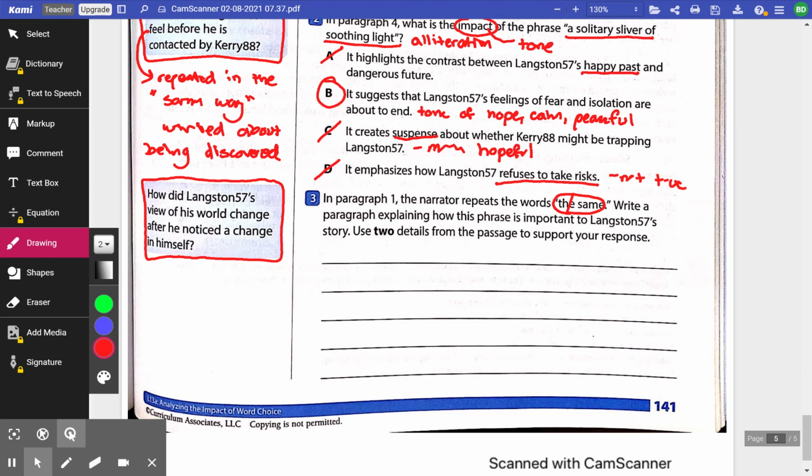All right, guys, now that you are back, let's go ahead and talk about number 3, your writing prompt. We've got to check your answer and see how you did. So once again, your writing prompt says, in paragraph 1, the narrator repeats the words, the same. Write a paragraph explaining how this phrase is important to Langston 57's story. You had to use 2 details from the passage to support your response. So as you were writing about that, you had to think about how Langston 57's view of the world changed after he noticed a change in himself.